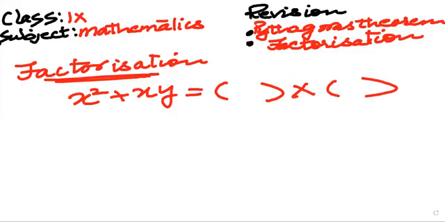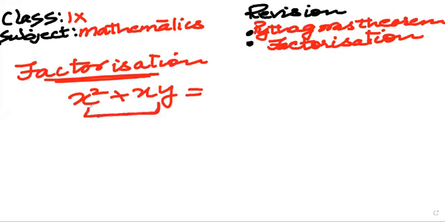Now let's see in this question. We have already discussed so many things in our previous video. Children, the first thing is that you have to check whether anything is common between them. Yes, you can see x is common. So if you take out the common from both the terms, inside it will be x, and in the second term only y will be left.